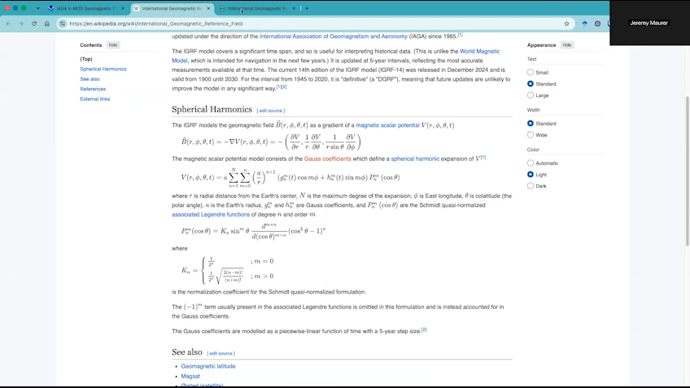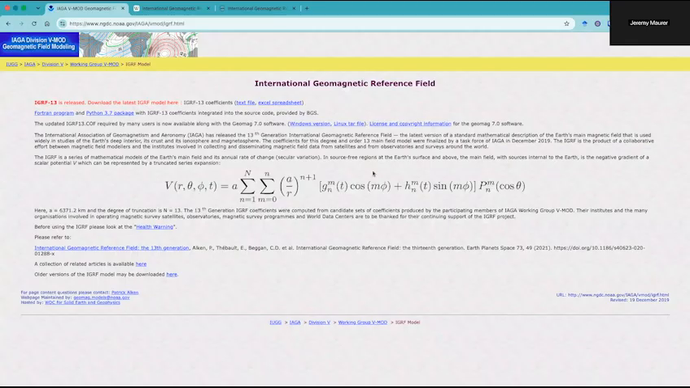Now, the key thing that is done with the magnetic field estimation, you can see here on this webpage, and I've got these linked in your PowerPoint, is to decompose the potential, not the field. We're going to calculate the potential as a sum of spherical harmonic functions. Now, we haven't covered spherical harmonic functions yet. We're going to cover those in the next module, so you're going to see a lot more about this.